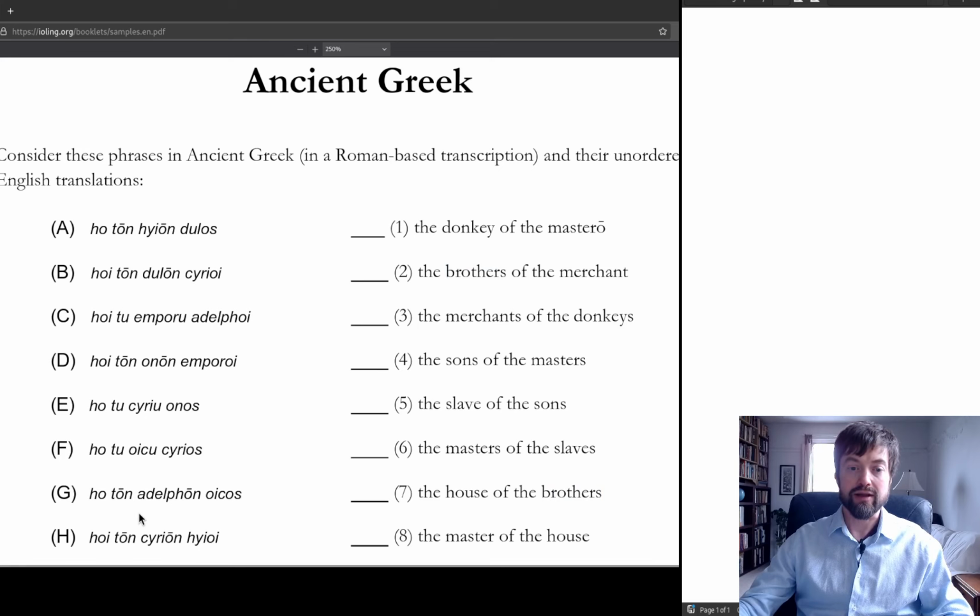I just went to the word because I know the word. I know what the Greek word for brother is, but that kind of threw me off here. If I didn't know that, I would have no idea, because there's no word that appears in the same form on the left and the right.